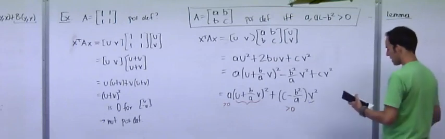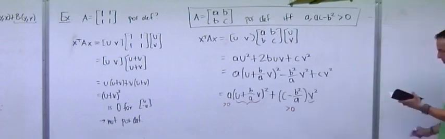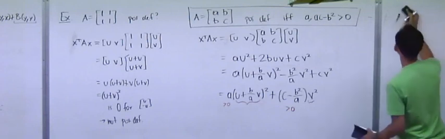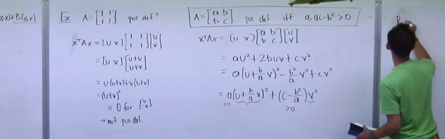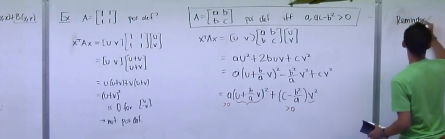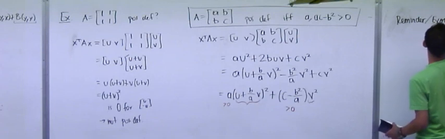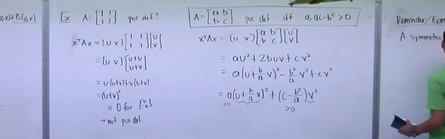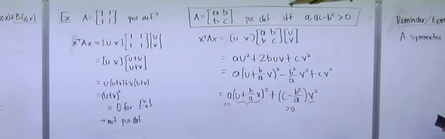Well, I'm going to use a lemma, but before I use this lemma, let me remind you of something that we have talked about. So this is either a reminder or something that you should prove for yourself if you haven't seen it before. Reminder or exercise. If you have a symmetric matrix, then you can diagonalize it. And you can diagonalize it by a matrix which is orthogonal, meaning that u transpose is equal to u inverse. Okay?